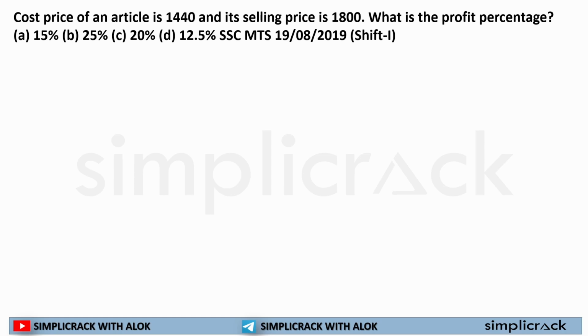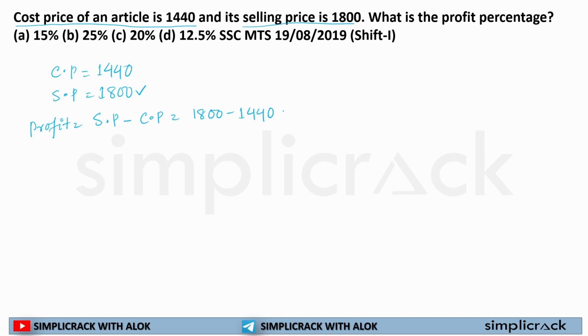See here, what is it saying? Here it is saying cost price of an article is 1440. So cost price is what? 1440 and its selling price is 1800. So as you all know, if selling price is higher than cost price, then what will happen? Then profit will happen. So profit means what? Sales price minus cost price. So if I deduct 1440 out of 1800, how much will I get?